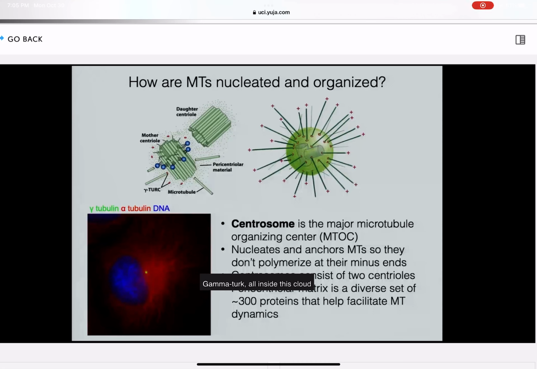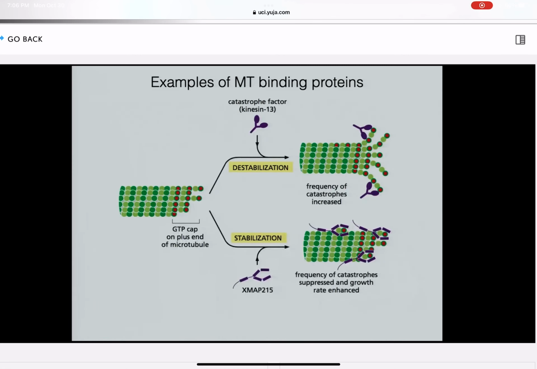And what you'll see is that there are gamma TuRCs, this is the gamma TuRC, all inside this cloud, nucleating all of these microtubules that are radiating, plus-ended going out, minus end surrounding this cloud. So you have all of these nucleators sitting right there in that cloud, and that's why it's called the microtubule organizing center, because all the microtubules will nucleate from that. Okay.